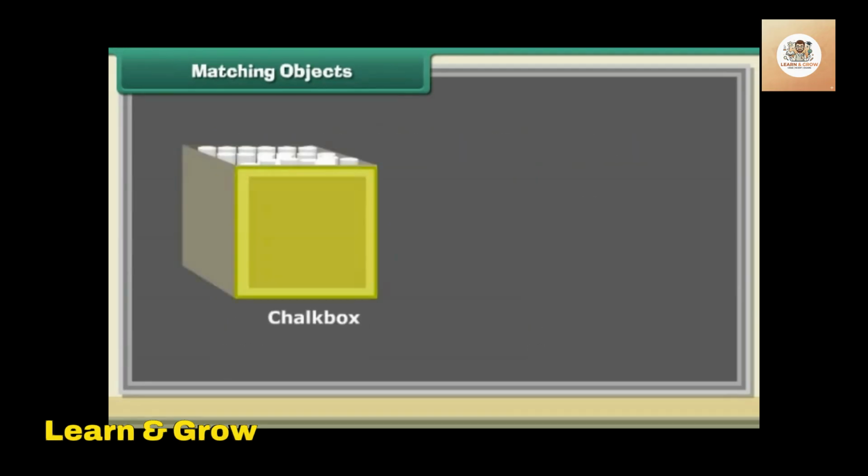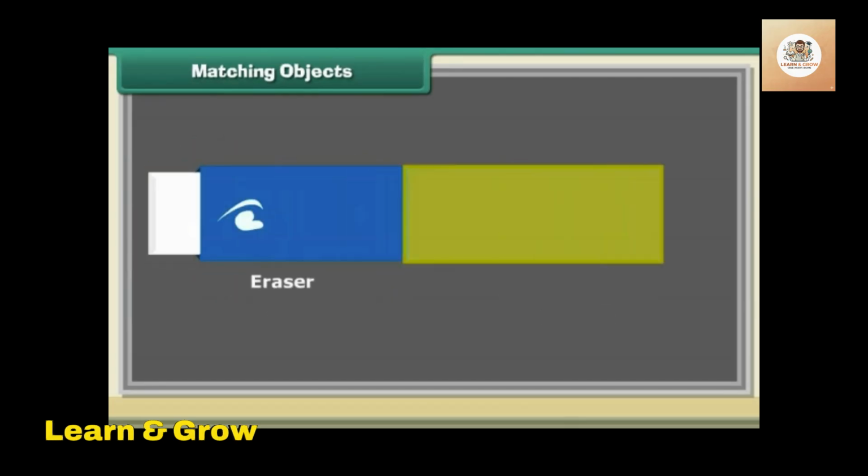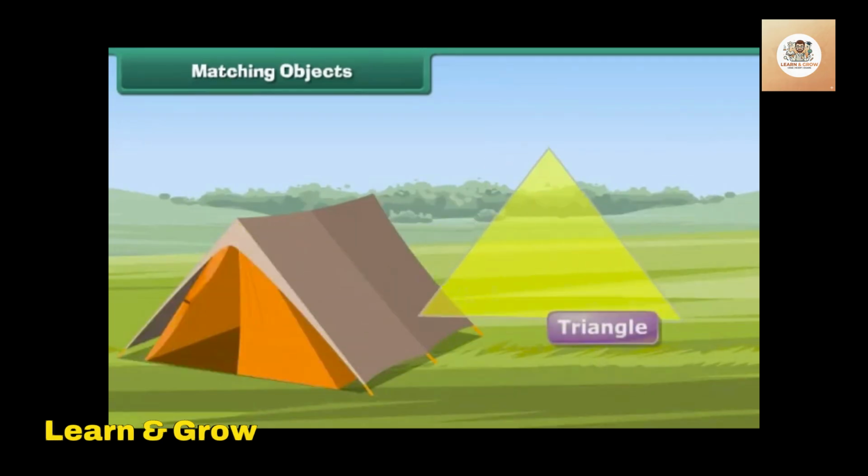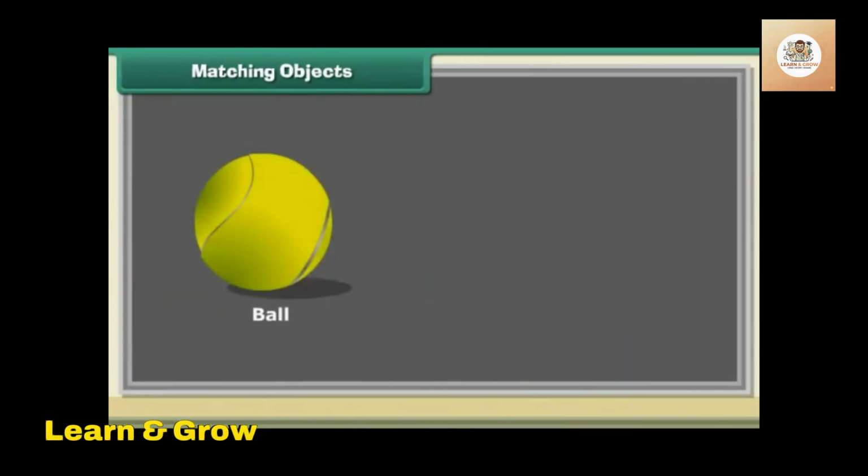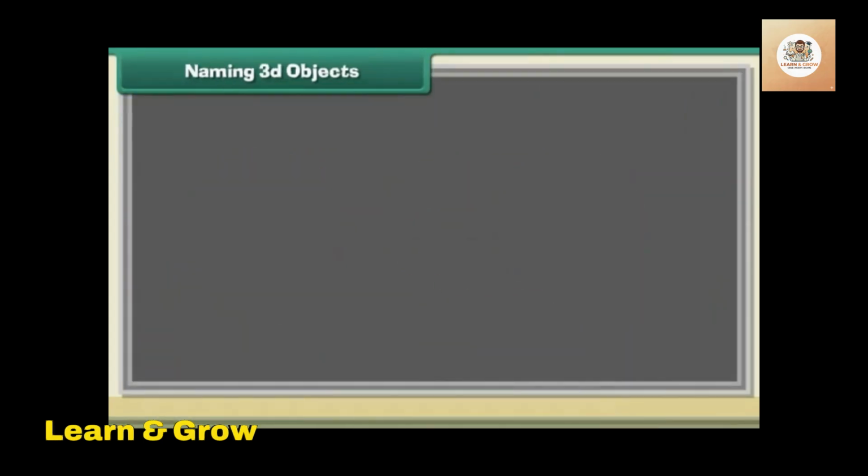We can match a chalk box with a square. We can match an eraser with a rectangle. We can match a tent with a triangle. We can match a ball with a circle.